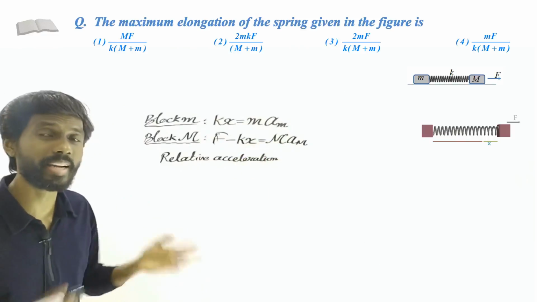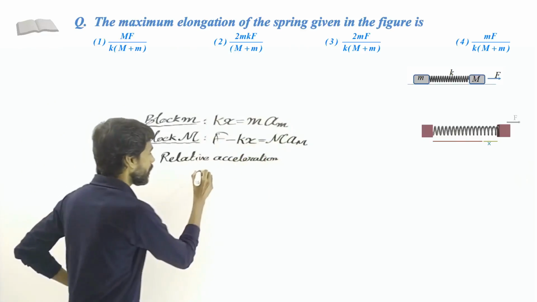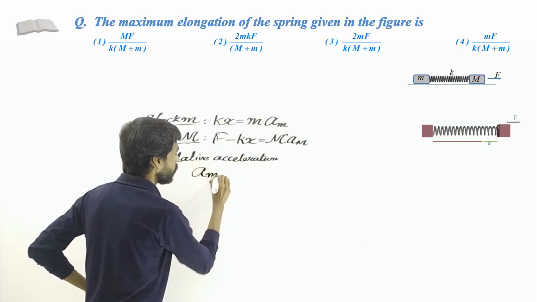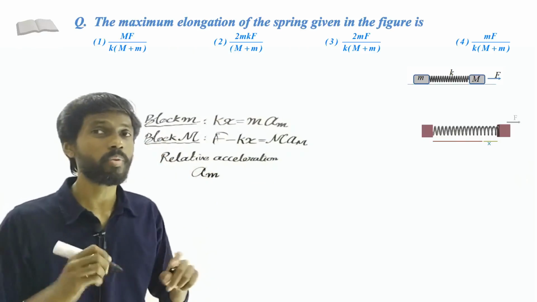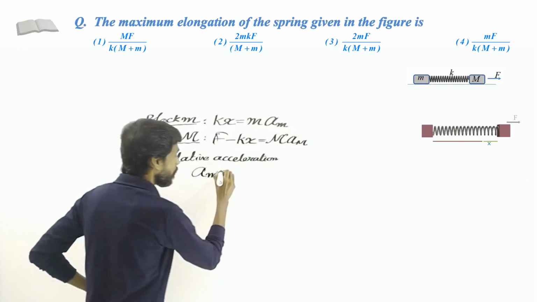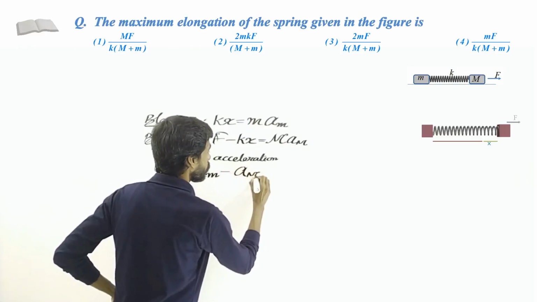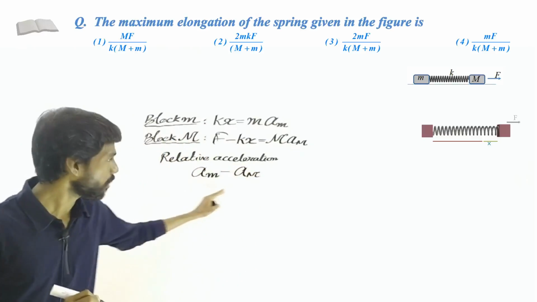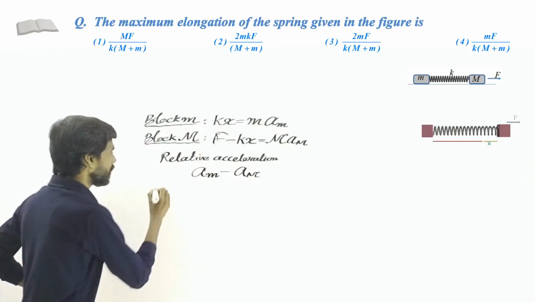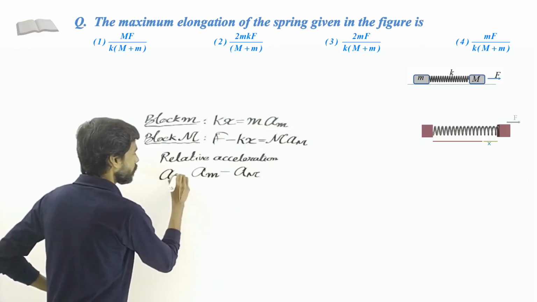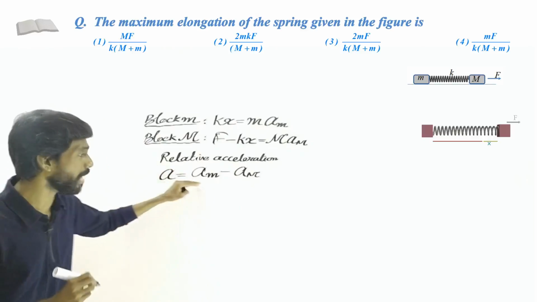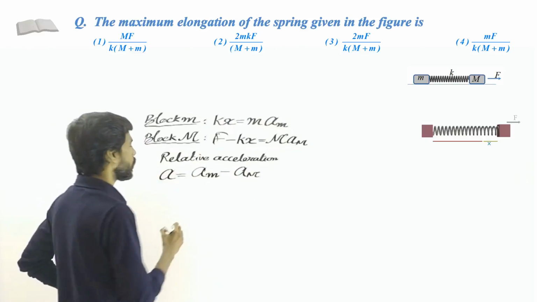What is the relative acceleration? This a_m is the actual acceleration of this block. Now we want relative acceleration, that means minus the acceleration of the other block. So this we can find. Let that be taken as some a only. So a is the relative acceleration, that is the difference. So that is equal to, so we know that.